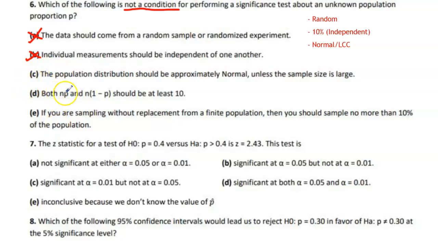Let's check the others. Both np and n times 1 minus p should be at least 10. We check that for sure. And then if you're sampling without replacement from a finite population, we want to sample no more than 10%. That's the independence condition, so that one's definitely out. This one is the one that is not a condition. It's not necessary. We don't need the population distribution to be approximately normal, regardless of what the sample size is, whether it's large or small. So there's your correct answer.